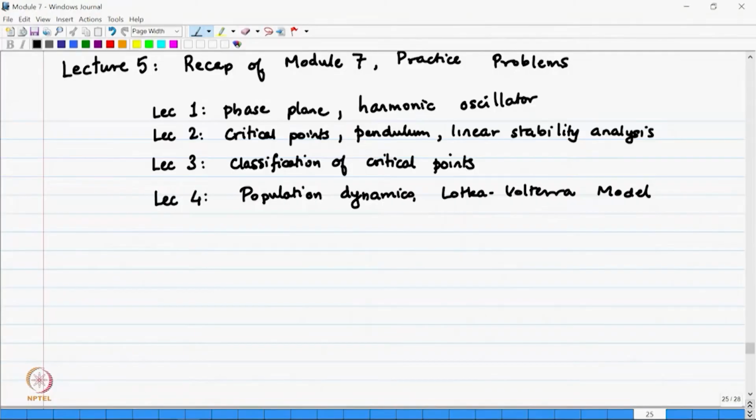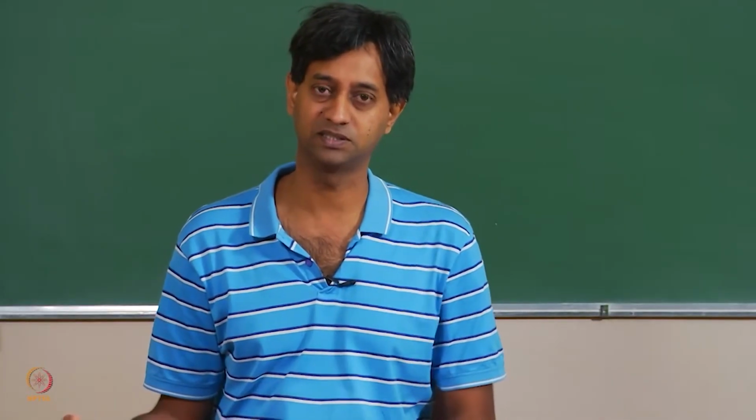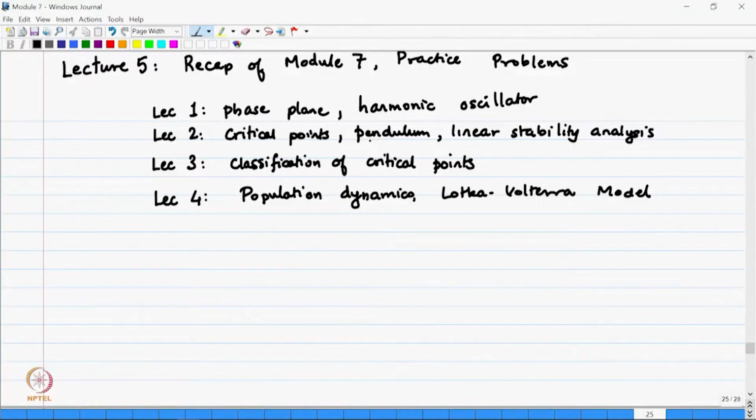So, in this module, in the first lecture, we learnt about the phase plane and the harmonic oscillator. We saw the description of the phase plane and how it can give a portrait of the harmonic oscillator problem. Then in the second lecture, we saw the critical points, we saw the meaning of critical points, we looked at the problem of the pendulum and did linear stability analysis to get a phase portrait of the pendulum. In lecture 3, we saw the classification of critical points, using the linearized system. In lecture 4, we saw population dynamics, where we analyzed the Lotka-Volterra model.